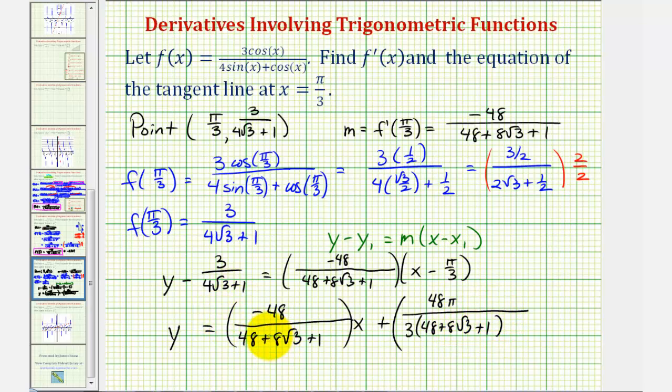And then to solve for y, we would add this fraction to both sides of the equation, giving us plus 3 divided by 4 square root 3 plus 1. So in slope-intercept form, this would be the slope, and this would be the y-intercept.